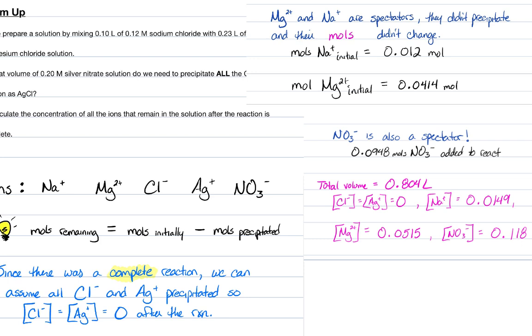So the tricky thing about this one is usually there are 4 ions in solution. This one we have 5, right? So we've got the Na, we've got the Mg, we've got the Cl, we've got the Ag, we've got the NO3.